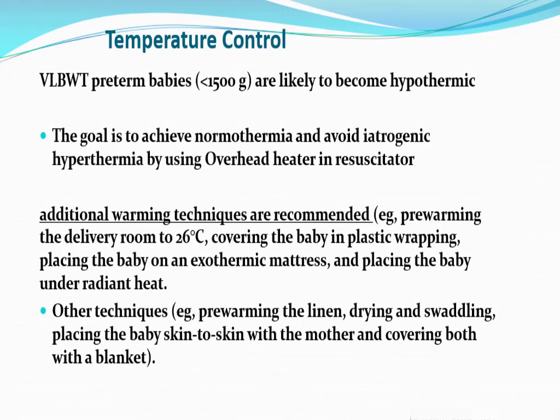There is special consideration for preterm babies, or those whose birth weight is less than 1500 grams. They are likely to be hypothermic, so the goal is to achieve normothermia and avoid iatrogenic hyperthermia by using an overhead heater in resuscitation. Additional warming techniques are recommended, including pre-warming the delivery room to 26 degrees centigrade, covering the baby in a plastic wrapping, placing the baby on an exothermic mattress, and placing the baby under radiant heat. Other techniques include pre-warming the linen, drying and swaddling, placing the baby skin to skin with the mother, and covering both with a blanket.